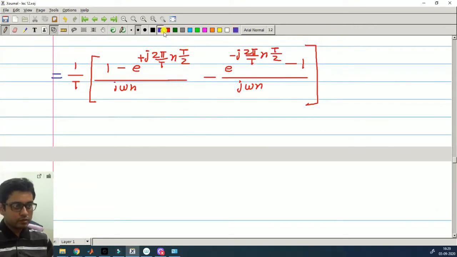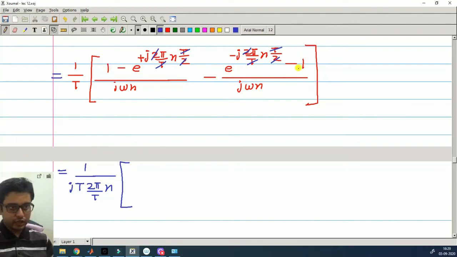Now this T by 2 goes away, and we have 1 over T, then j omega n you can write as j in place of omega 2 pi by T, n, that is common, and inside the bracket we have 1 and then another 1, so 2, then minus, take the minus common, here we have e to the power j pi n, and here we have another plus e to the power minus j pi n.